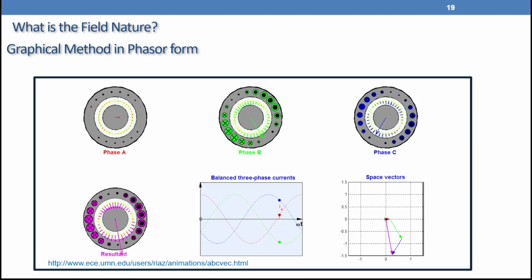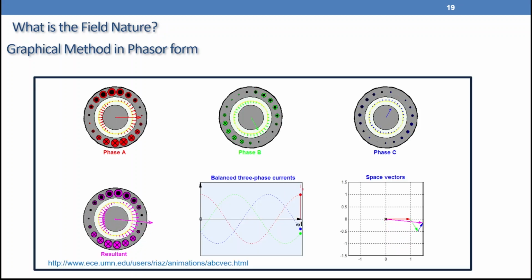Another question we need to answer: what is the field nature? We're going to answer this question using a graphical method and an analytical method. For the graphical method using phasor form, I need to mention that this software is not designed by me, and the reference is at the bottom of the slide. But I found this to be the best way to explain how the rotating field is produced from the 3-phase. So let's look at that.